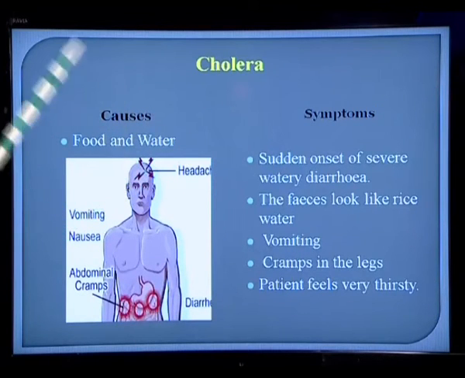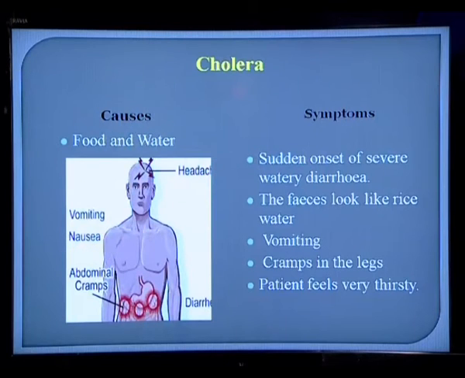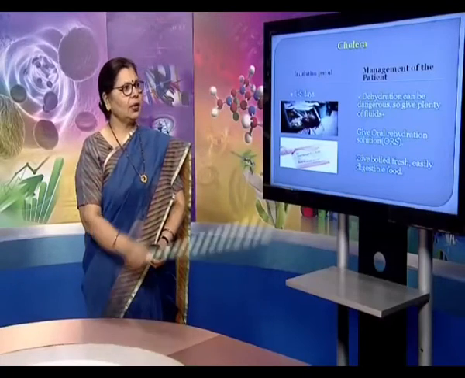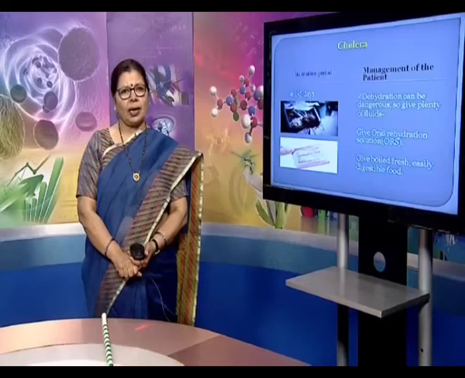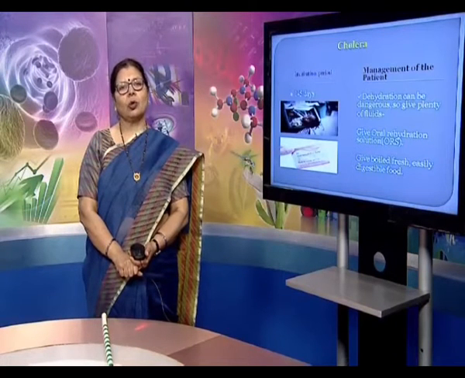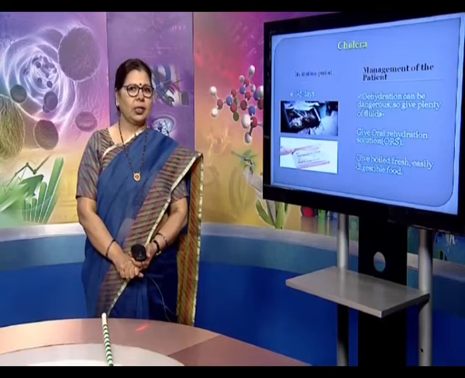So, the modes of spread you have learned; one is food and water. And what are the symptoms? For cholera, sudden onset of severe watery diarrhea, feces that look like rice water, vomiting, cramps in the legs, and the patient feels very thirsty. How to manage it? And here you are seeing one term, incubation period. For cholera it is 1 to 5 days. I will explain what the incubation period is. The incubation period is when there may or may not be symptoms, but the person can have the microorganisms in full and can also cause the disease in others. So, 1 to 5 days will be the peak period for the disease.